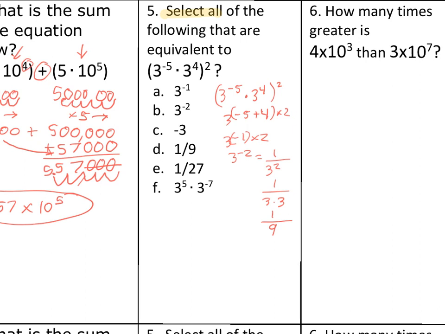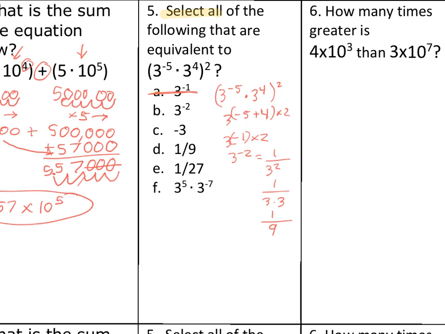All right. So first step, 3 to the negative 1. At any time did we have a 3 to the negative 1 here? Now, notice right here, we do have 3 to the negative 1, but 3 to the negative 1 times 2 is the whole thing. So A is a trap answer. So A is not right.